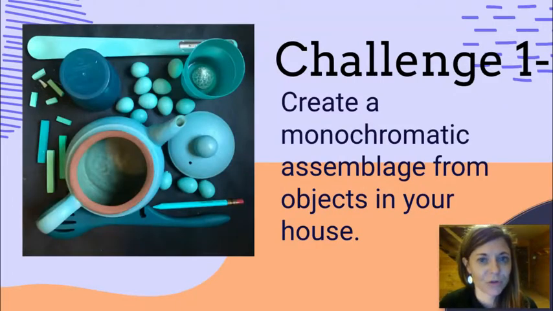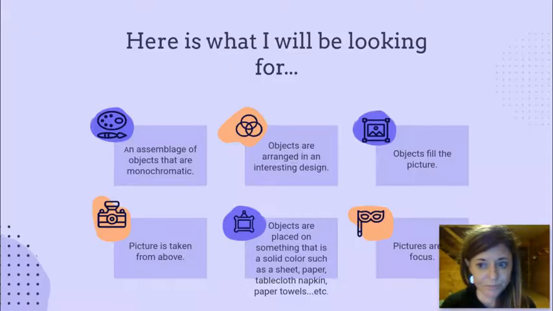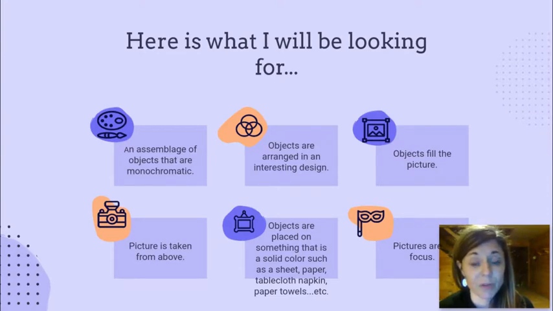Okay. So your first challenge in this unit is to create a monochromatic, one color, assemblage from objects in your house. Okay. So this is the one that I did. These are all turquoise objects that I found in my house. And this is what I will be looking for. An assemblage of objects that are monochromatic, objects arranged in an interesting design, objects fill the picture.